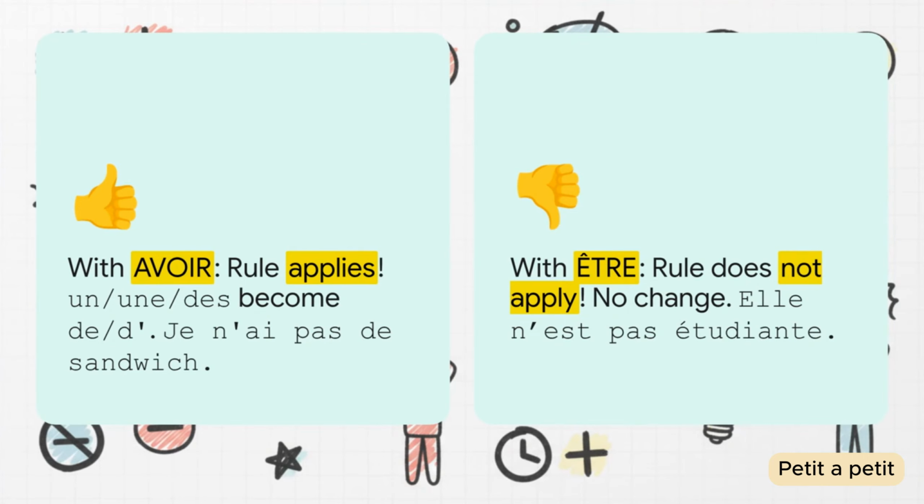And this is super important, so listen close. This special de rule, it's pretty much only for the verb avoir. It does not happen with the verb être, to be. So you'd say, je n'ai pas de sandwich, notice that de, but you'd say, ce n'est pas un sandwich. See how the article un didn't change at all? Remembering that one difference is huge.